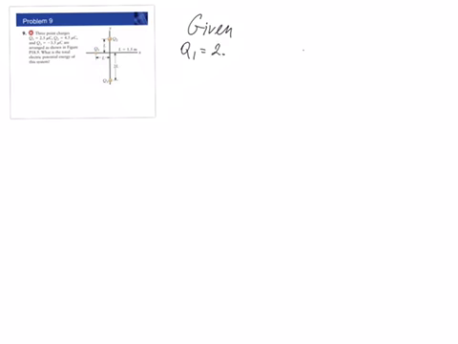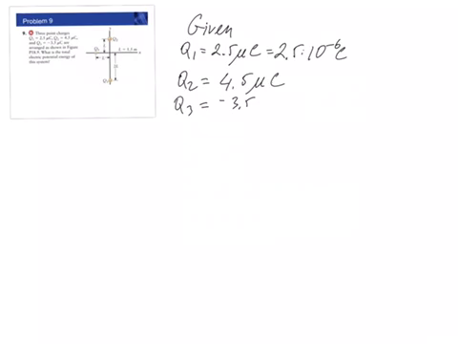Q1, 2.5 microcoulombs. Let's just write it down for you. It's 10 to the negative 6 coulombs. Q2 is equal to 4.5 microcoulombs. Q3 is equal to negative 3.5 microcoulombs as well. And the distances are L and 2L, where L is 1.5 meters. The question is, find the total electric potential energy of the system.